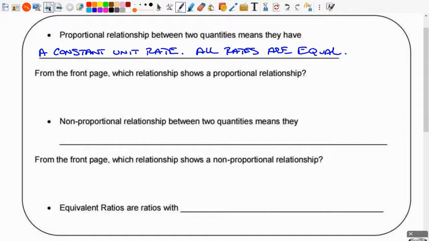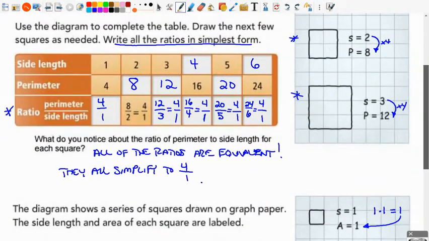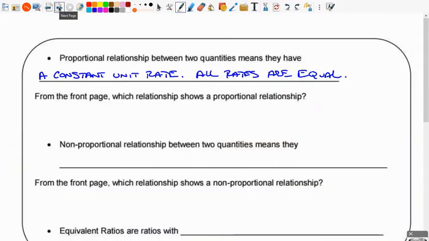And so from the front page, which relationship shows a proportional relationship? Well, if we go back and look, we had in this example right here, when we were looking at perimeter to side length, all of the ratios were equal to each other. So that represents a proportional relationship. So we're going to say that perimeter to side length represents a proportional relationship, again, because all of the ratios there were equivalent to 4 over 1.